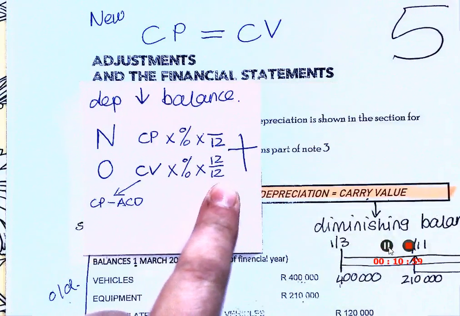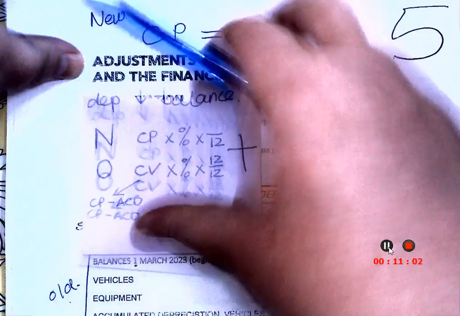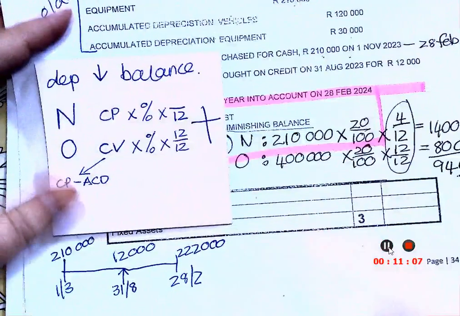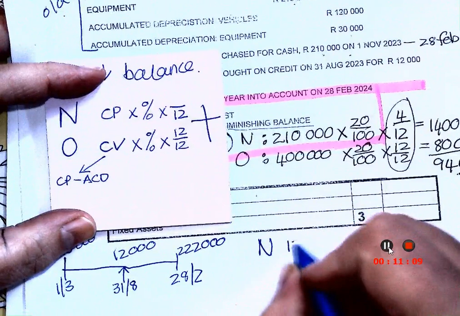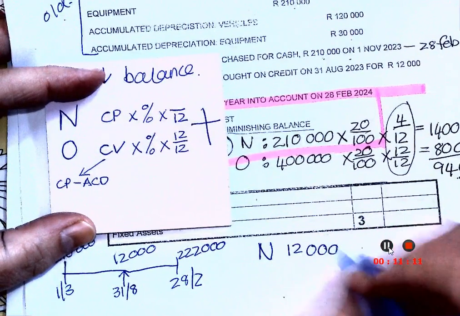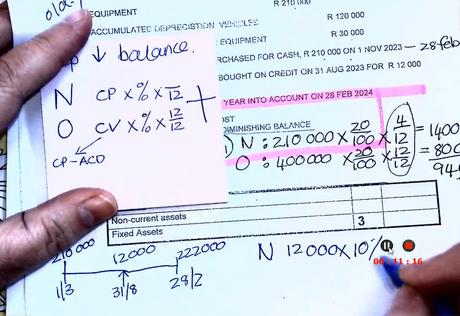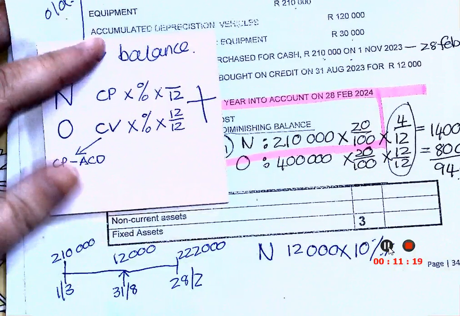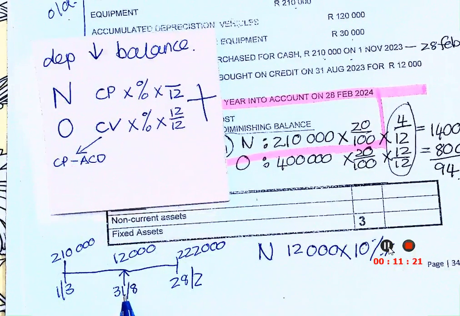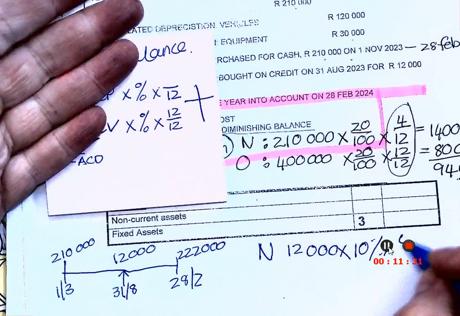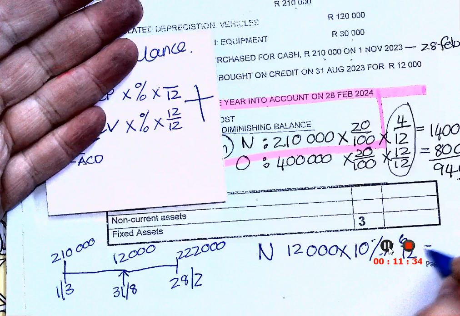So let's do that. If I now go and I look, the new one is 12,000. The percentage is 10. The months is, let's count. Do I count August? No, I bought it the last day, so I start September. September, October, November, December, January, February, 6 months. So this gives me 600.